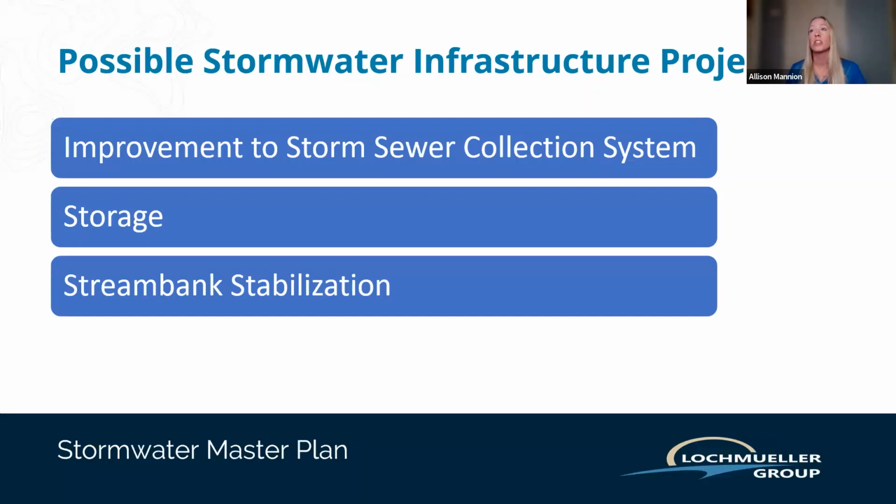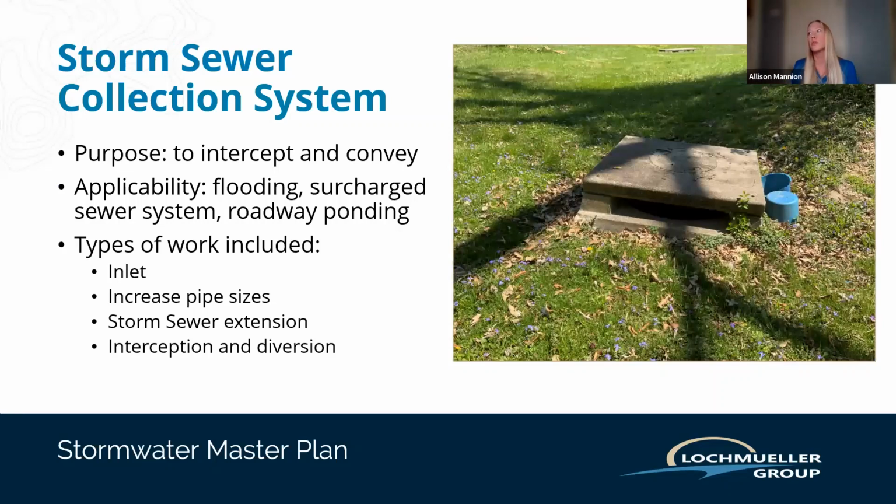And the stormwater projects are divided up into 3 categories: improvement to the storm sewer collection system, storage, and stream bank stabilization. For the storm sewer collection system, I keep using the word inlet, and here's a photo of an inlet. Those can be 1, 2, 3, or 4-sided inlets. This is a 4-sided inlet, so water can go in on 4 sides. They can also be graded flush with the ground, and those allow water into the storm sewer system.